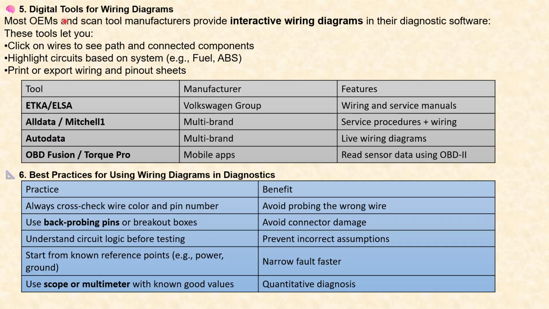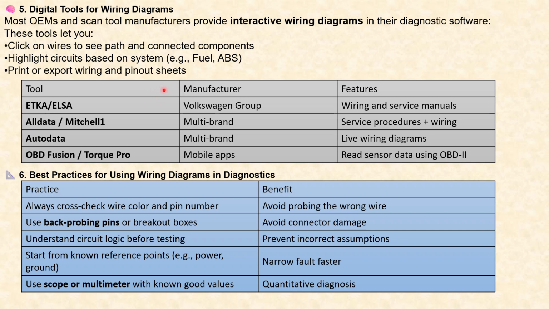Now, what are the various digital tools used for wiring diagrams? Most OEMs and tool manufacturers provide interactive wiring diagrams in their diagnostic software. These tools let you click on wires to see the path and connected components, and they also highlight the circuits based on the system, for example, whether it's the fuel system or the ABS system. You can also print or export wiring or pinout sheets.